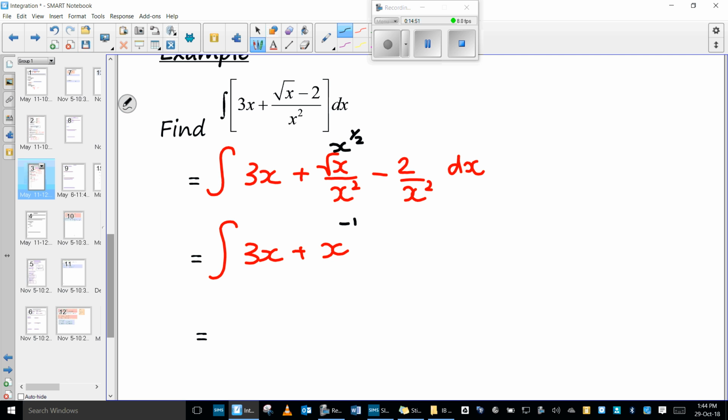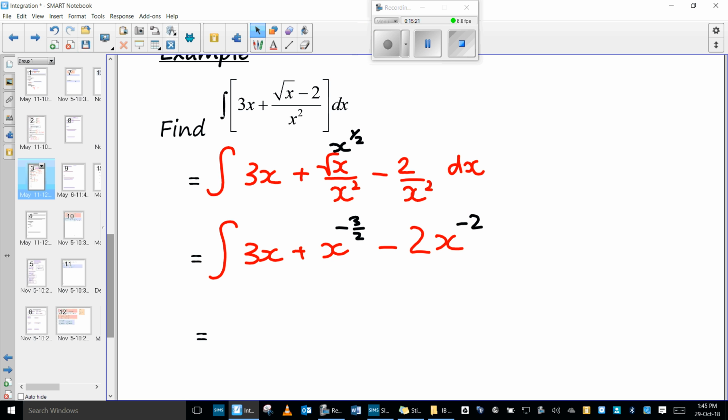That's negative 1.5, yes, that's what I said. That's 3 over 2. And then what would I do with this last one? Minus 2x to the negative 2.